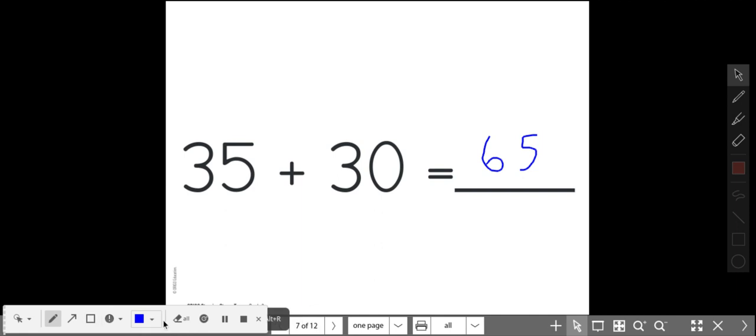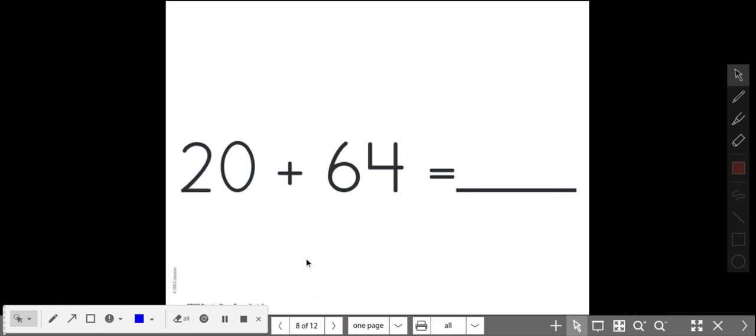Are you noticing how important it is for place value to be remembered? I wonder why Miss Bailey spent so many weeks on that. It kind of makes sense now, doesn't it?